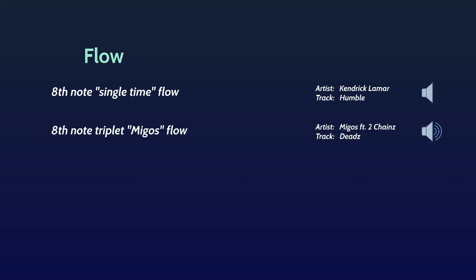Next, we'll look at the eighth note triplet flow, commonly known recently as the Migos flow. It's called a triplet because over each beat there's going to be 3 notes. It's going to be 1 2 3, 1 2 3, 1 2 3, 1 2 3. If you pay close attention, here's Migos with Deadz to demonstrate that flow.